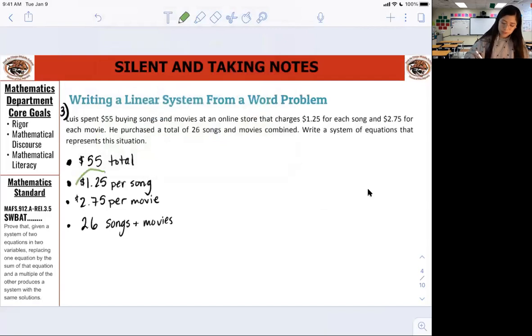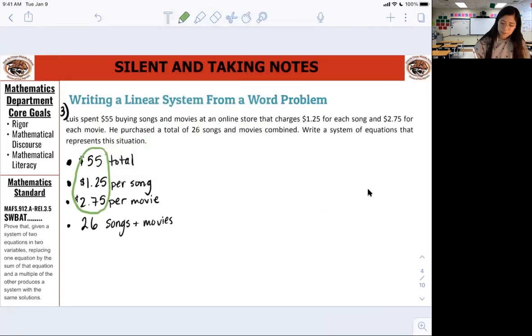So these 2 belong together? Yeah. Okay. And if that's how much he spends per song and per movie, what will that add up to? Will that add up to 55 or 26? 55. Yeah, that matches with the 55. So basically, look what I'm doing. I'm keeping all the money together, because the 26 is not money. What is it? It's the amount of movies and songs you bought. Yeah, it's how many did he actually buy?